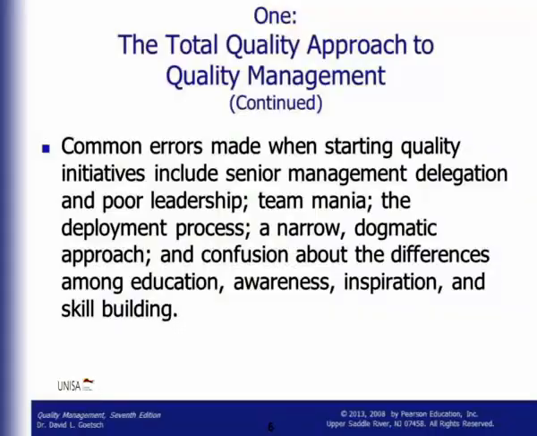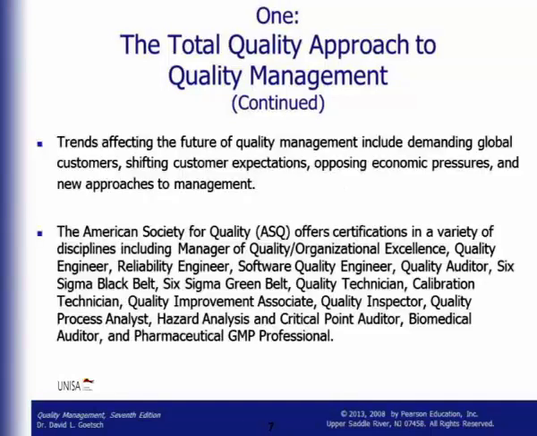Common errors made when starting quality initiatives include senior management delegation and poor leadership, team mania, the deployment process, a narrow dogmatic approach, and confusion about the differences among education, awareness, inspiration, and team building. So, trends affecting the future of quality management include demanding global customers, shifting customer expectations, opposing economic pressures, and new approaches to management.